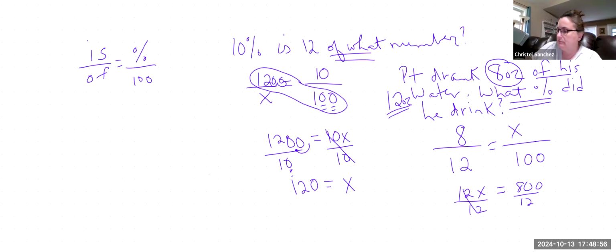Let's see. Okay. So if we divide 800 by 12, it's going to give us 66.6% that he drank.